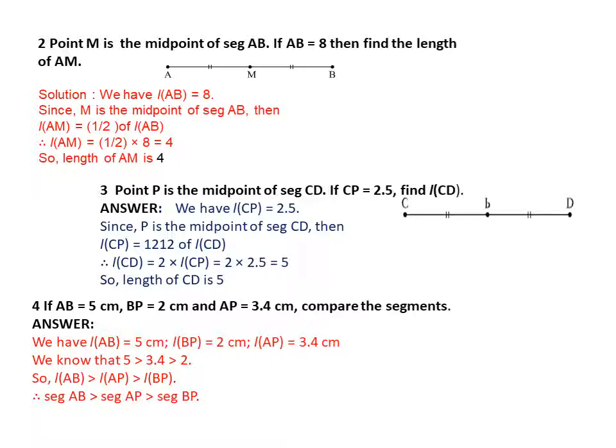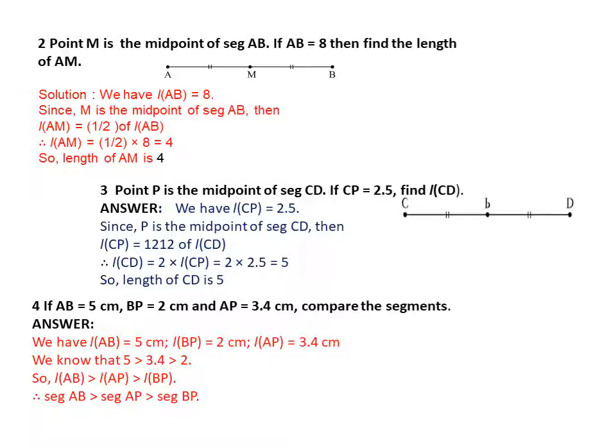Now you may write the numbers in ascending order or descending order. I have written in descending order. First the highest length, which is 5, then 3.4, and then 2. 5 is greater than 3.4 is greater than 2. Now 5 is whose length? AB. Therefore length AB is greater than 3.4, the length of AP, is greater than length BP.